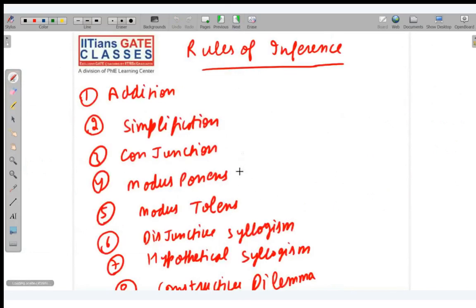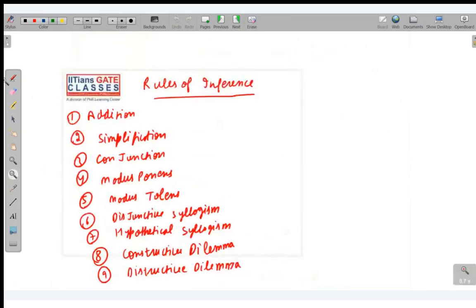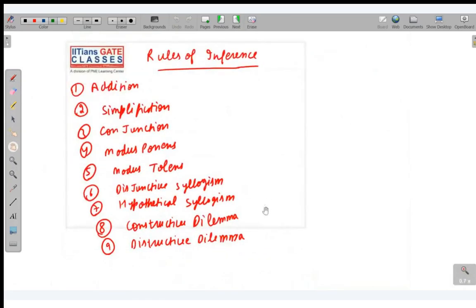Okay, so finally, now we are going to start rules of inference. These are the total 9 rules of inference which you should remember. Many times questions have been asked in GATE from these rules. Okay, let me show you the rules. The first rule is addition. Let me jump to the slide. Please take snapshot.